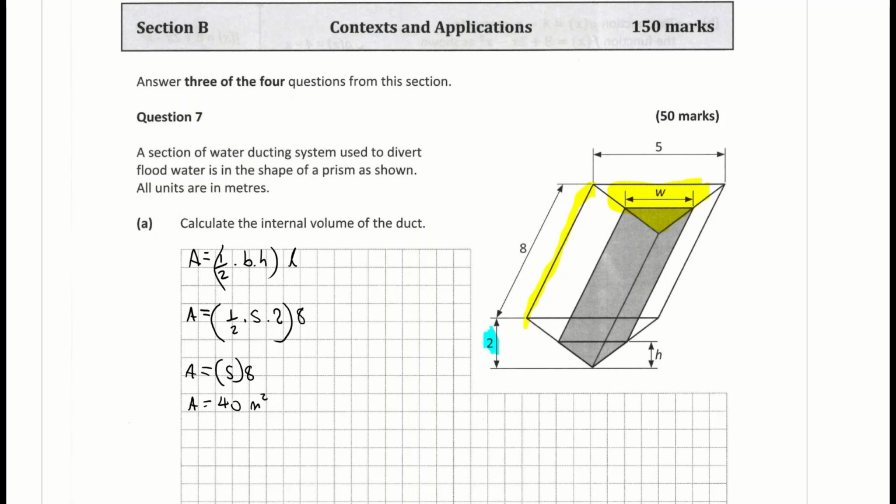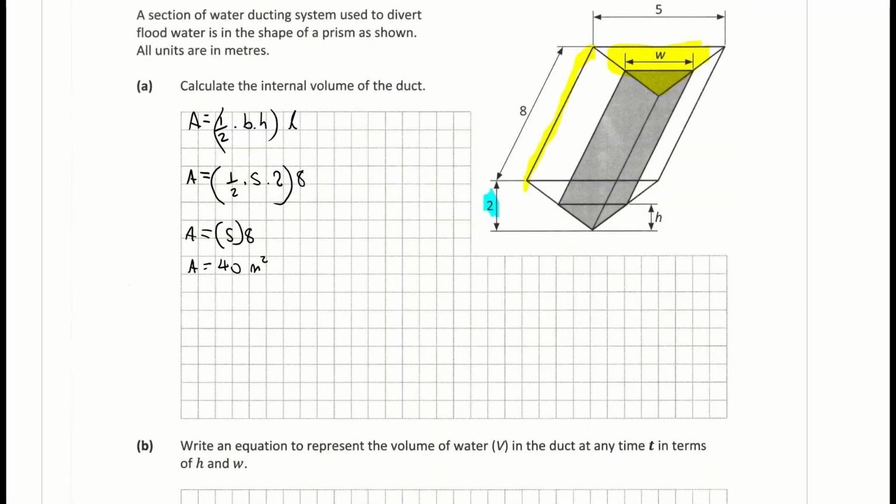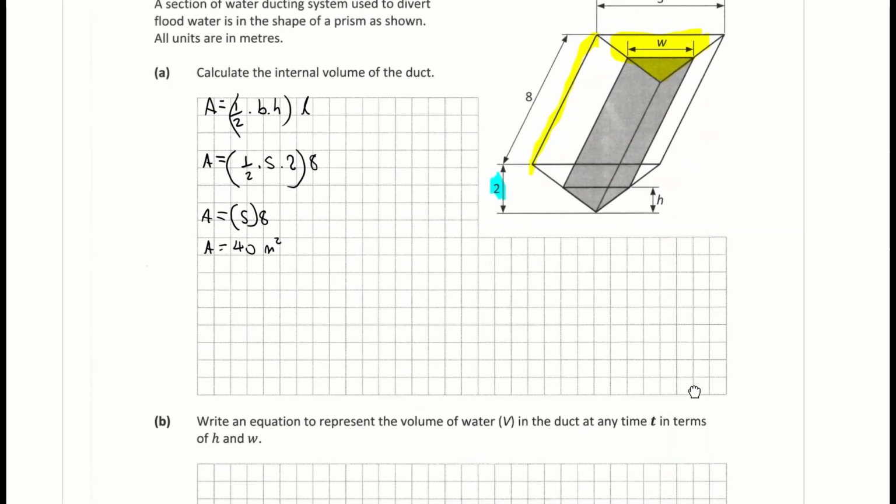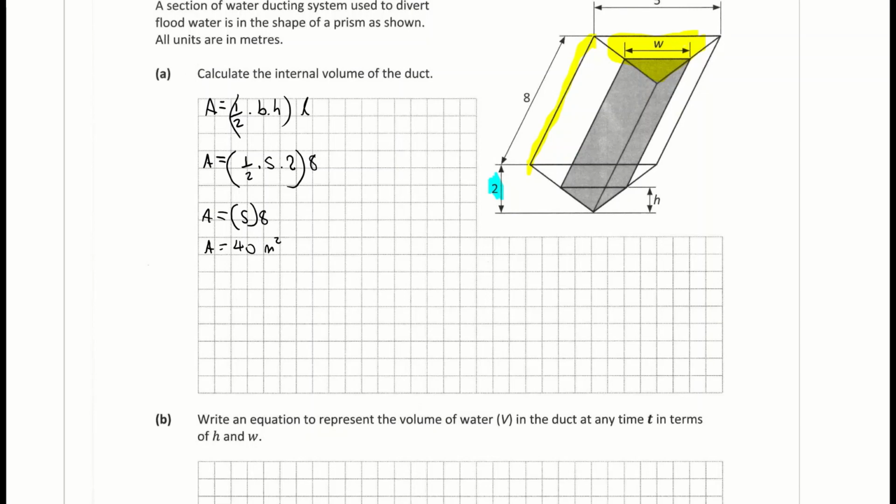Now the information there doesn't tell us this in meters, but when we read down into the question around part C and D, it's given in meters cubed and so on. So we're just going to assume for now it's in meters. Part B, write an equation to represent the volume of water in the duct at any time. So they're using T for time, H for height, and W for the width of the duct. So once again, we're using our formula for volume. So the volume of the duct, as we know it now, is half the base by the perpendicular height.